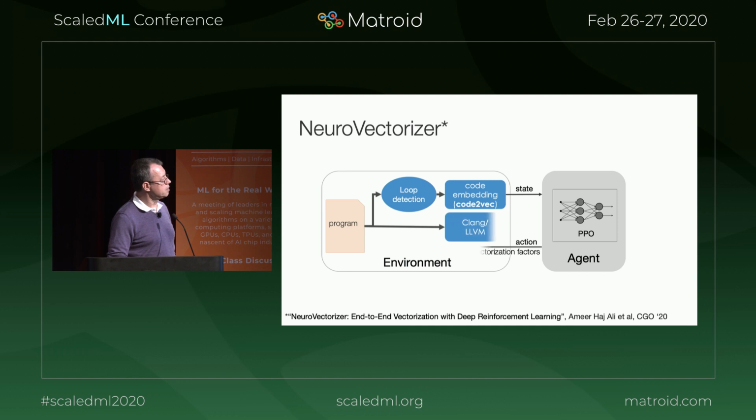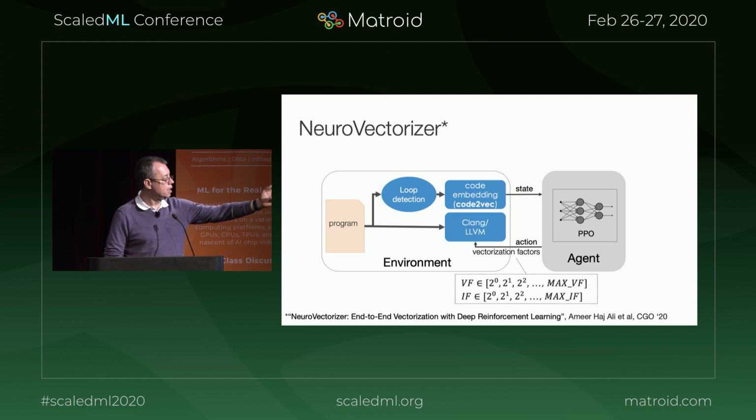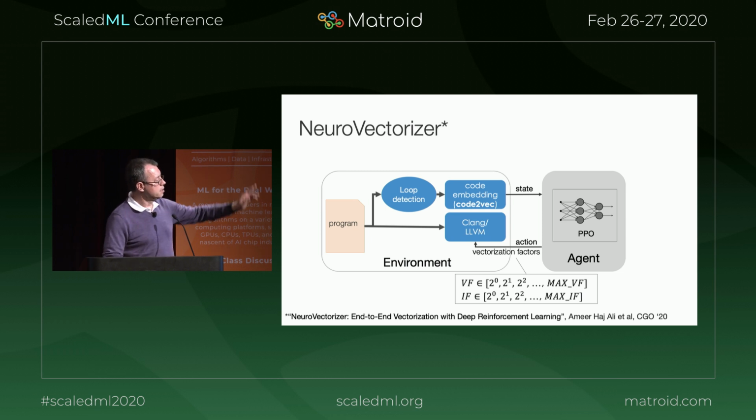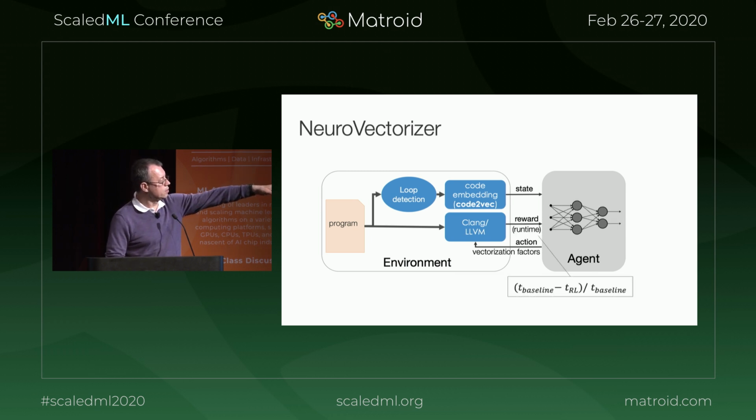With this PPO, the agent will pick these two factors: the vectorization factor and the interleave factor. Typically for these you use a power of 2, 1 to 4 and so forth, to reduce the number of choices. Then you apply the optimization pass, you run it, and you get the reward. In this case, the reward is a relative improvement.